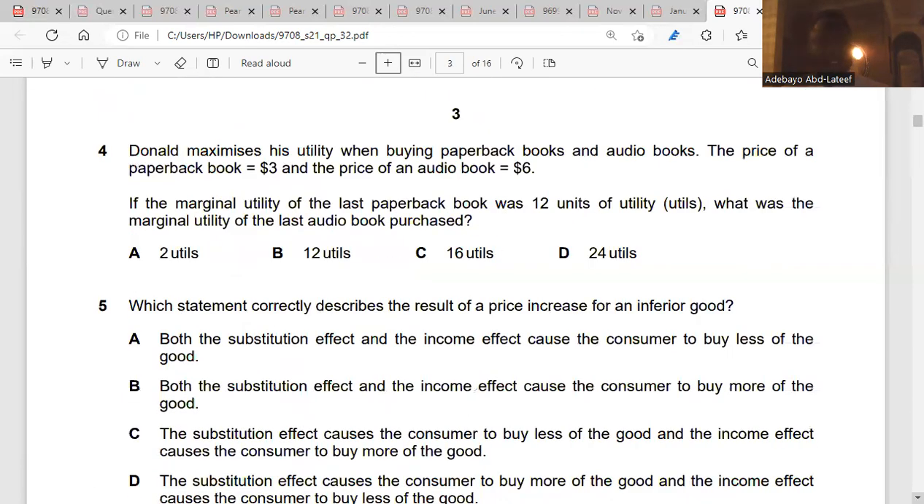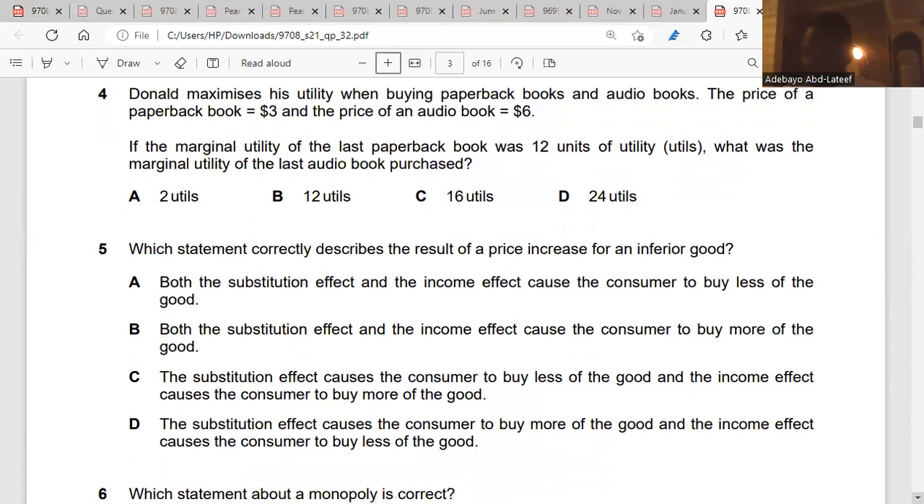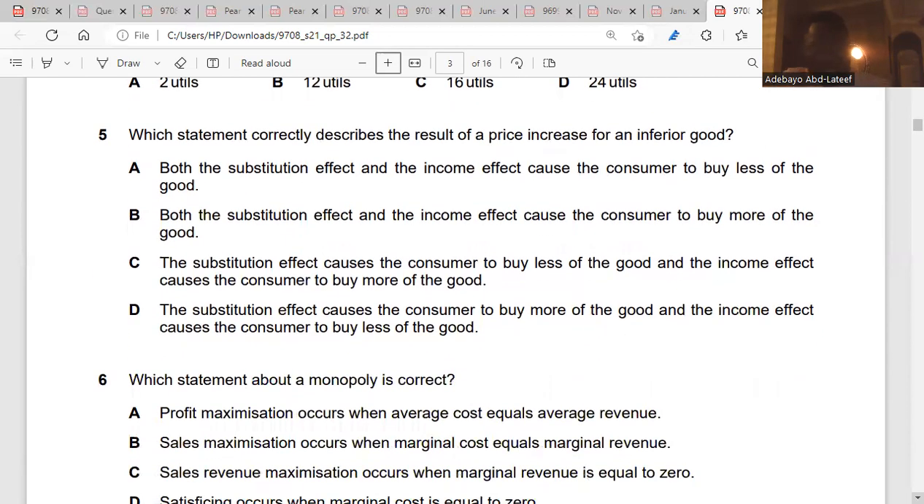Question 4. Donald maximizes his utility when buying paperback books and audiobooks. The price of a paperback book is $3, and the price of an audiobook is $6. If the MU of the last paperback book was 12 units of utility, what was the marginal utility of the last audiobook purchased? So 12 divided by 3 gives you 4. So 4 is the constant. 4 multiplied by 6 is 24 utils. D.